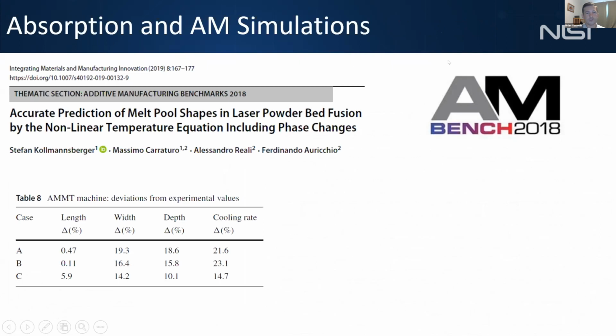For some motivation of why this is important, I point out some results from the AM Bench 2018 challenge. Eddie did a great job of talking about his benchmark challenge and how the AM Bench fits into that as well. After this challenge was released in 2018, the different participants could write papers about their results. Here's one that I highlight, and I believe this co-author is here, who I don't know personally, so I expect if I misquote or misrepresent this paper, he'll correct me.